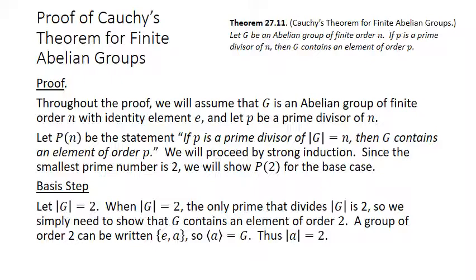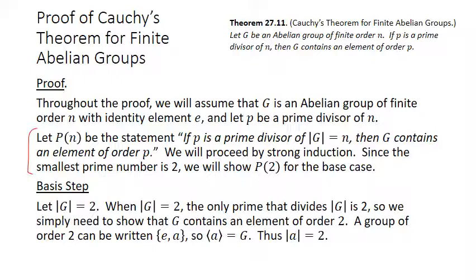Okay, so proof. Throughout the proof, we're going to assume that G is an abelian group of finite order n with the identity element E, and we're going to let P be a prime divisor of n. So here's the statement that we're actually going to induct over right here. So let capital P of n be the statement, if P is a prime divisor of the order of G, which we're calling n, then G contains an element of order P.